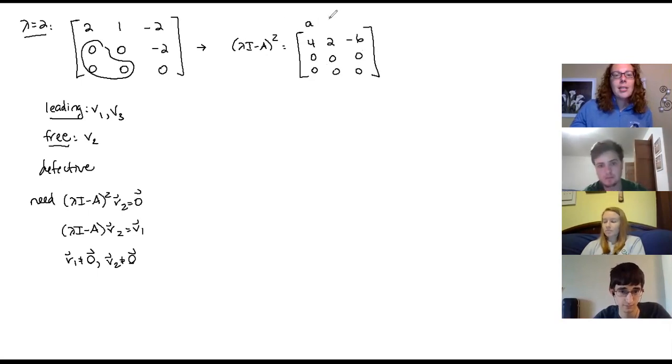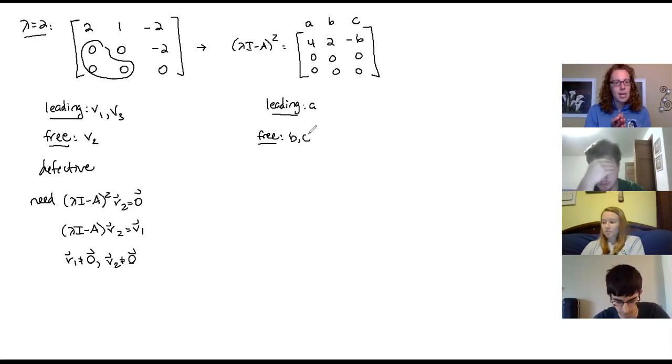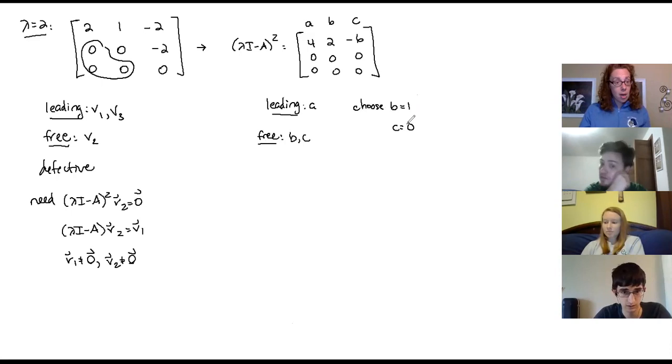Again, let's call these A, B, C. So I've got a leading variable of A and free variables of B and C. I can pick anything I want; it doesn't matter. So let's go with our typical choices that we had before. I'm going to choose B equals 1, C equals 0.